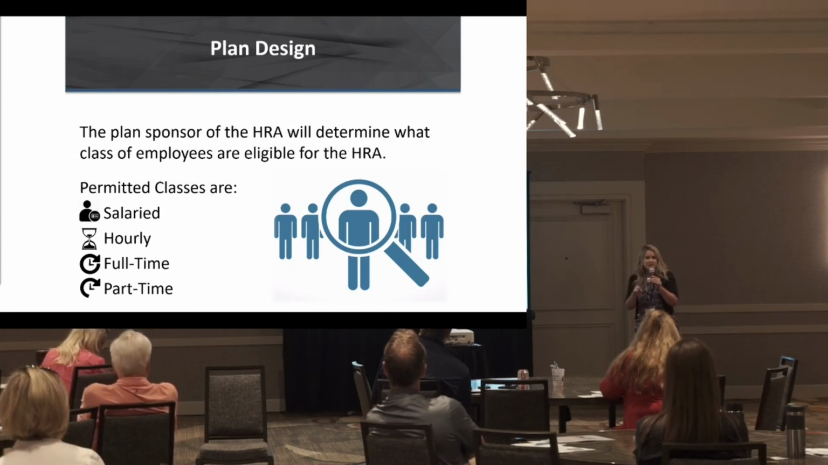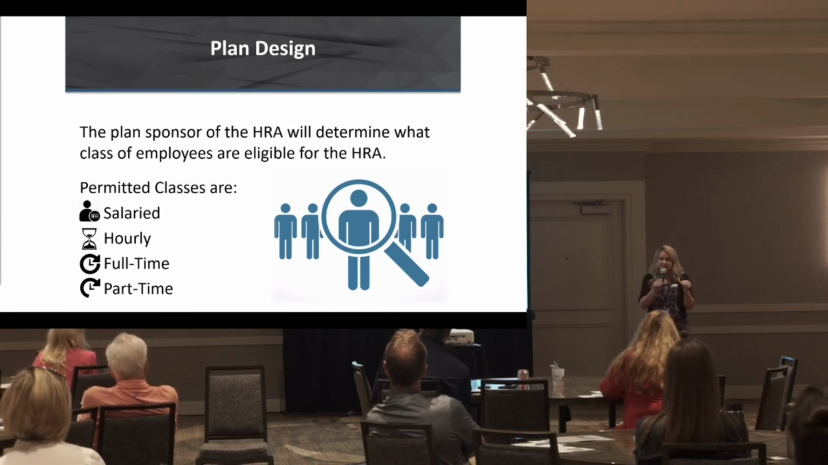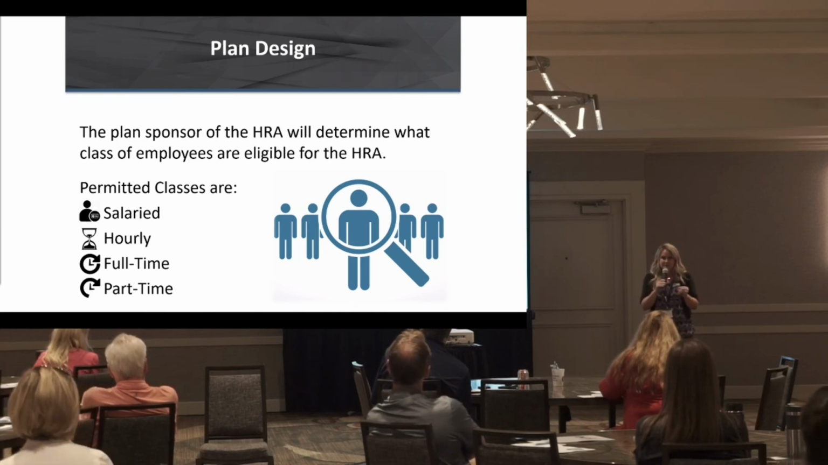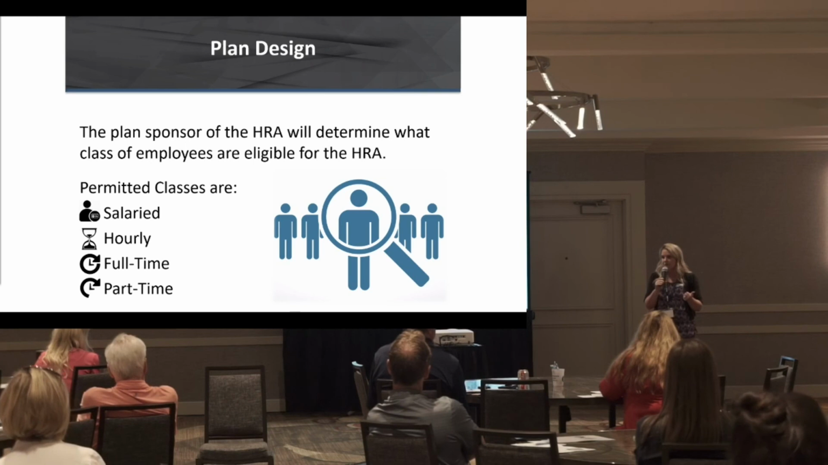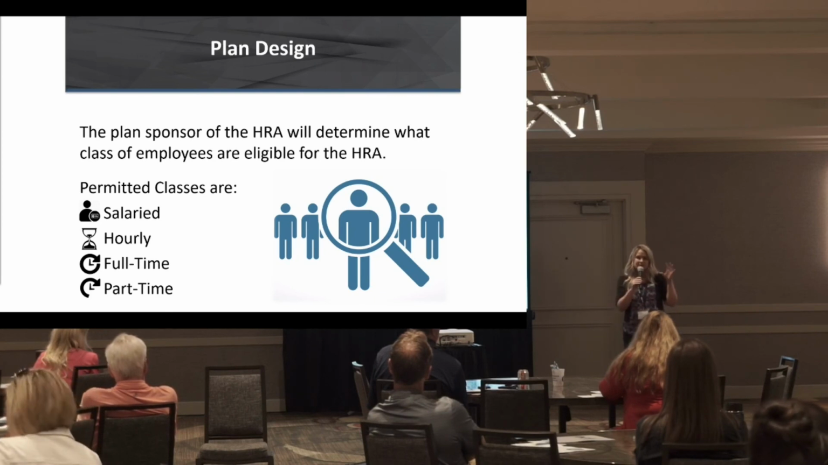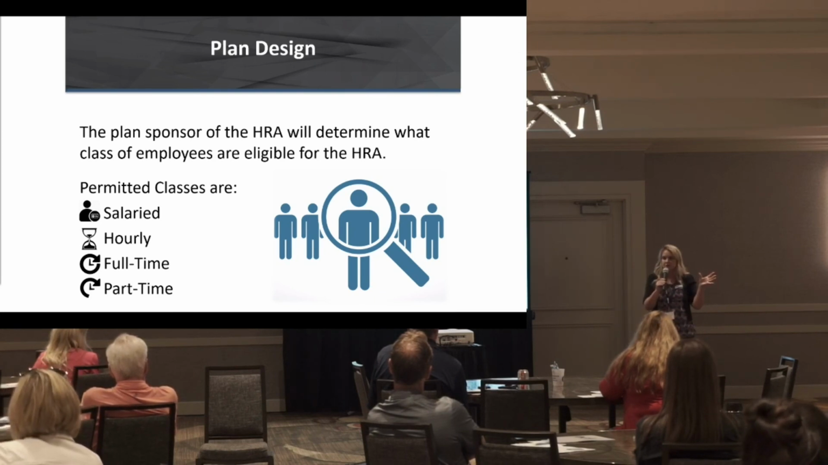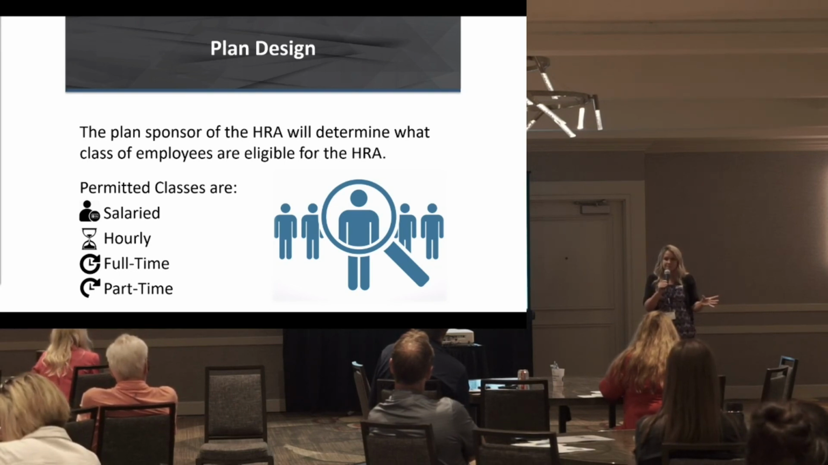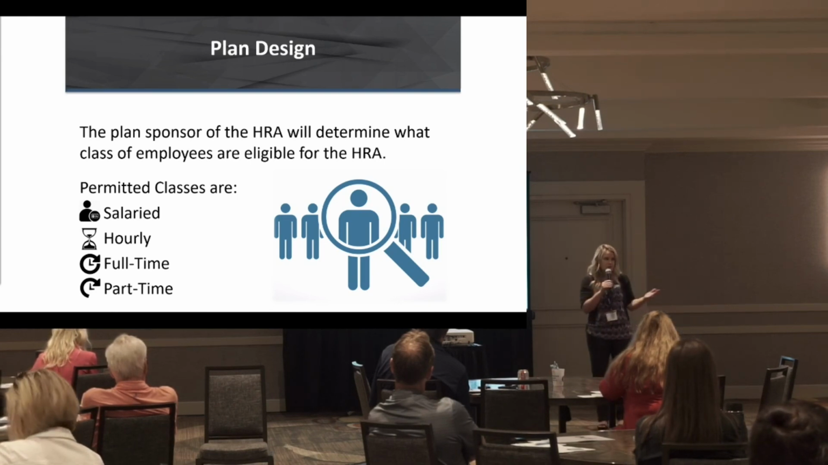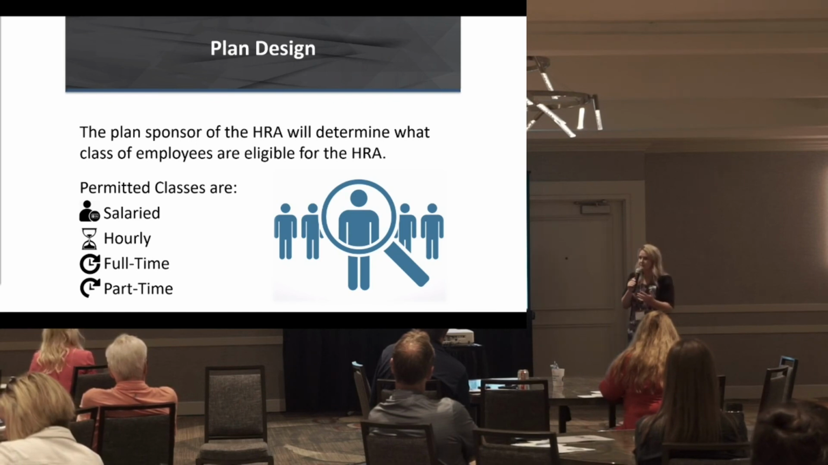This is the first time that legislation passed an HRA that allows you to classify out. What that means is you can offer an HRA to your salaried employees only if you want. You can offer an HRA to your salaried employees at a certain dollar amount. I could say Cassandra's Photography is going to reimburse $400 a month to my salaried employees, and $200 a month to my hourly. Okay? You can classify out full-time, part-time employees, rating areas.